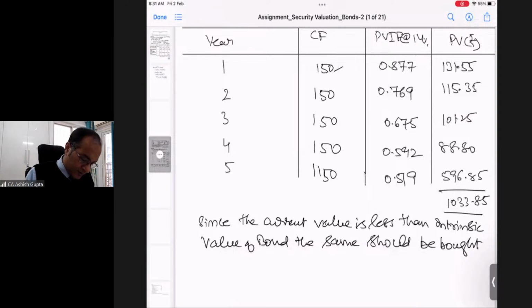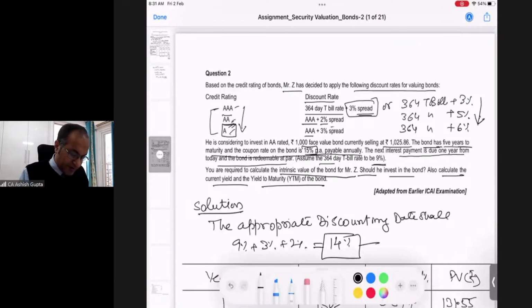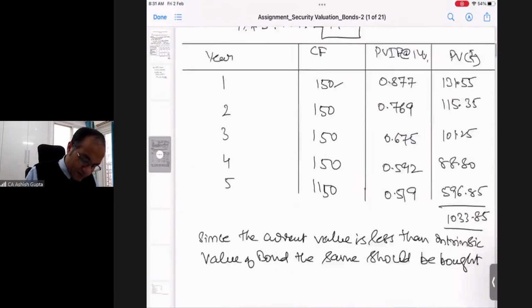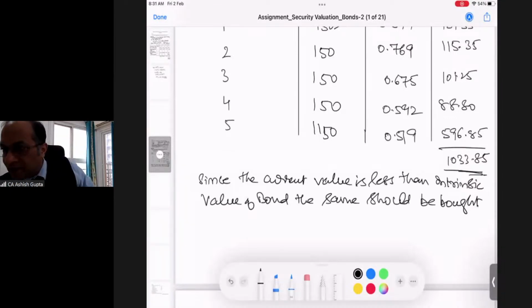Because he is asking, you are going to calculate whether Mr. X should invest. Yes, Mr. Z should invest in the bond. He should invest in the bond because currently it is selling at 1025.86, whereas its intrinsic value is higher, and so although the difference is not that much, he should buy the same.